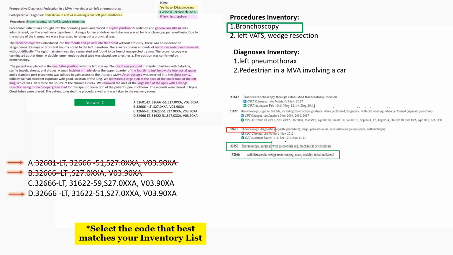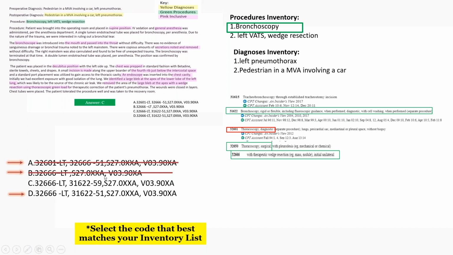And both are totally different procedures. Now let's look into option D, 32666, which is a correct one. As I said, video assisted therapeutic surgery or thoracoscopic surgery with a wedge resection. And let's look into the next one, 31622, which is bronchoscopy, rigid or flexible, including fluoroscopic guidance when performed, diagnostic with cell washing when performed. And the only difference between option C and option D is a modifier.